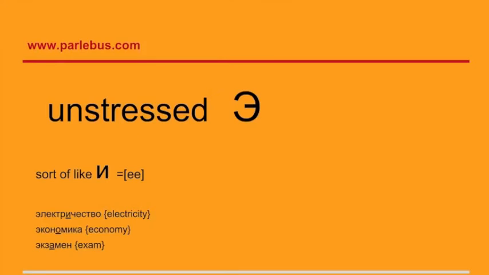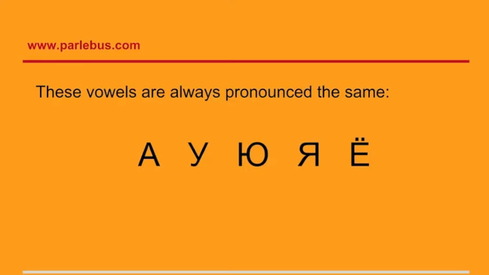But if it is not stressed, it approximates the sound i, but it is almost unnoticeable. For example, электричество is pronounced электричество. Экономика is pronounced more like экономика. Express is pronounced sometimes express. The difference in the pronunciation is so slight, however, that you can pronounce both either as e or i, and you will be understood. The vowels whose pronunciation is always the same are a, u, yu, ya, and yo. We already talked about the pronunciation of these letters, so you don't have to know anything else. Just follow the rules that you've already learned.